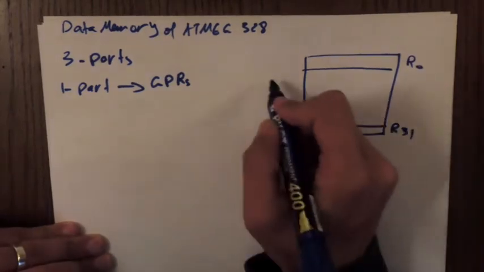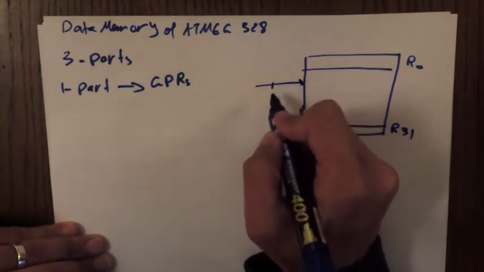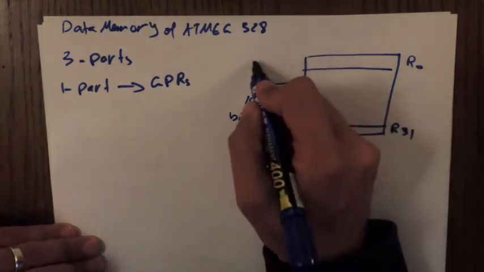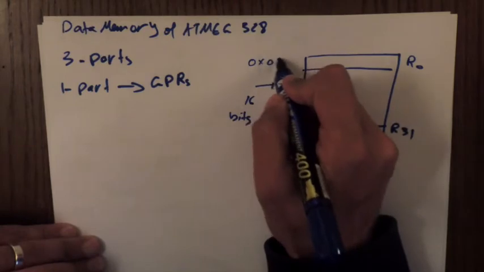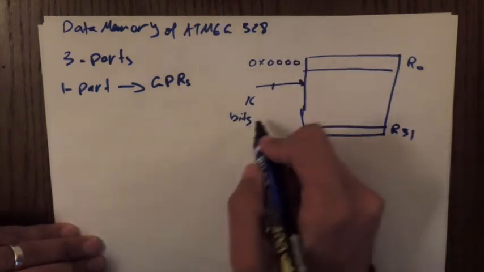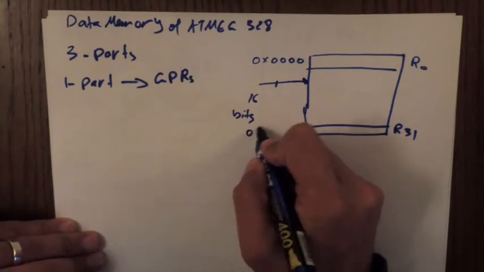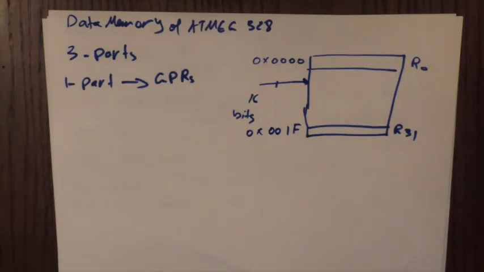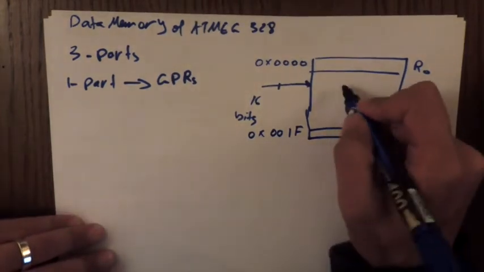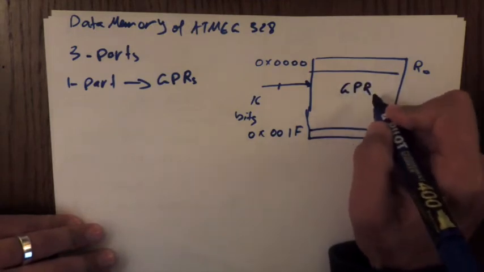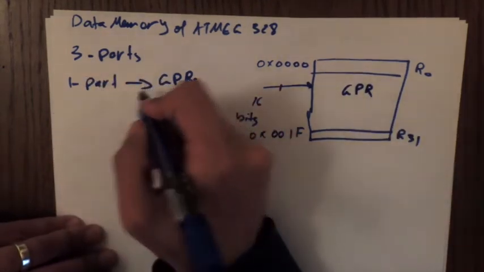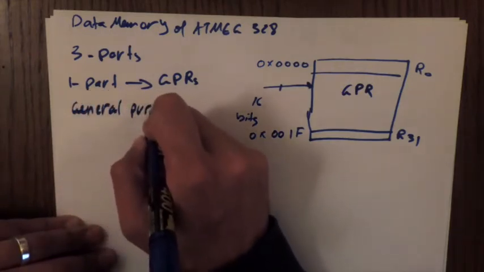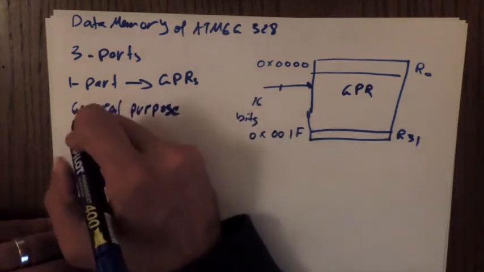The address is 16 bits. This means that the starting address here will be 0x0000, and the terminating address will be 0x001F. This accounts for 32 registers. These are the GPRs. So GPRs are used for general purpose. They are my variables.